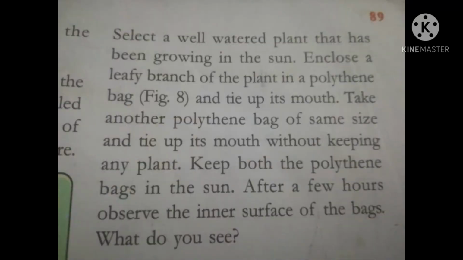Next, select a well watered plant that has been growing in the sun. Enclose a leafy branch of the plant in a polythene bag, here you can see in figure number 8, and tie up its mouth. Take another polythene bag of the same size and tie up its mouth without keeping any plant. Keep both polythene bags in the sun. After a few hours, observe the inner surface of the bag. What do you see? Let us see what happened.